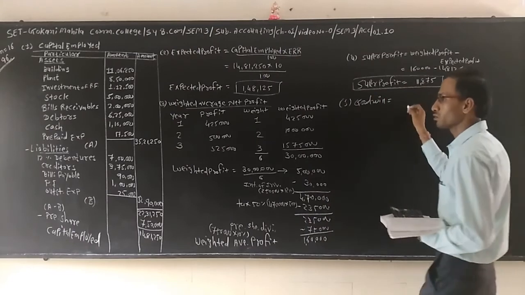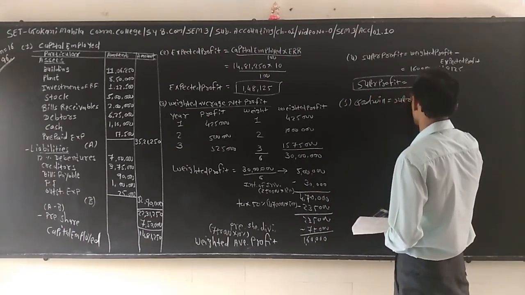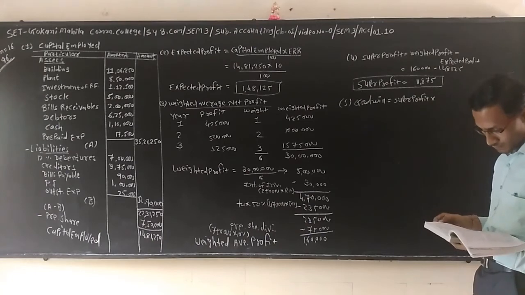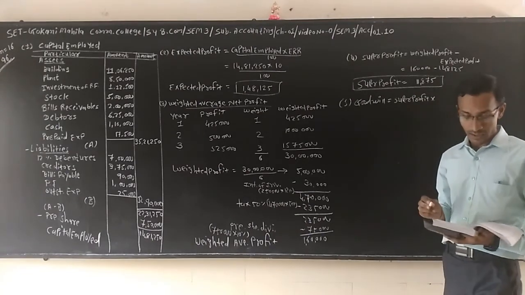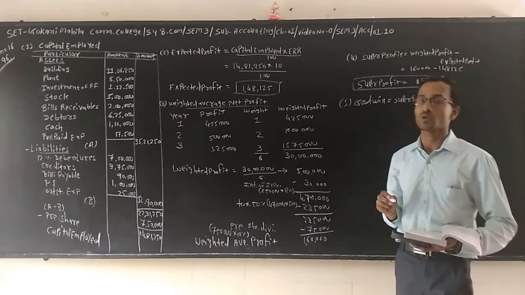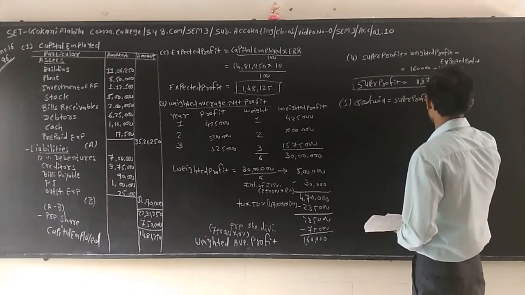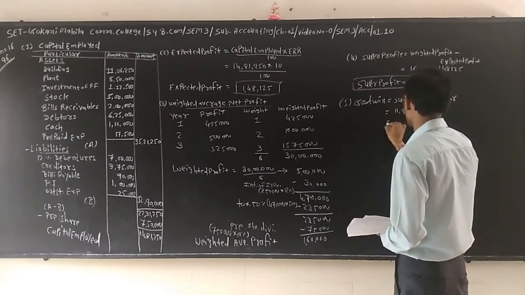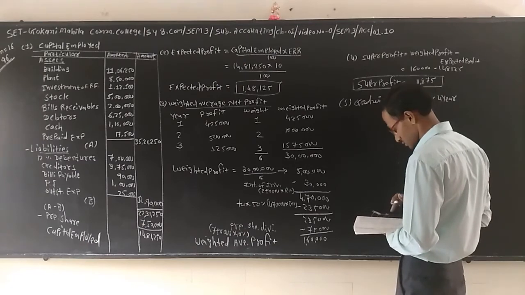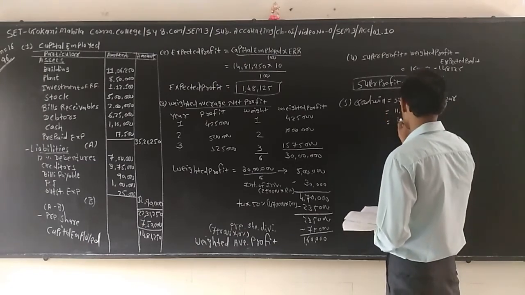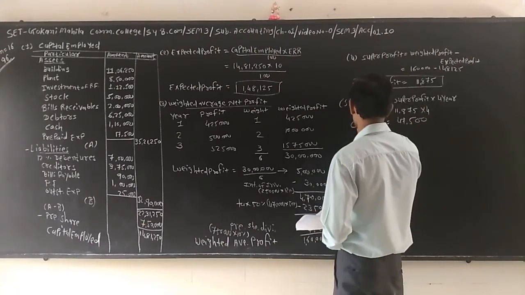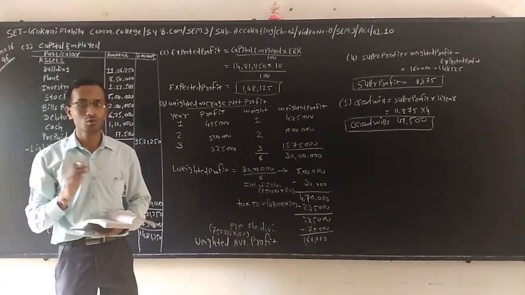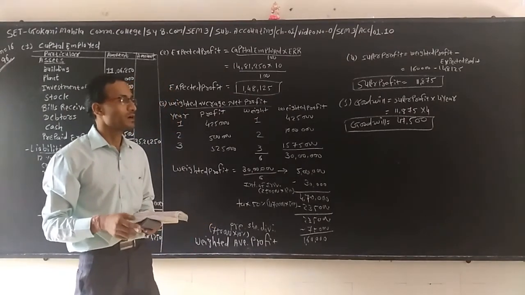And last point, goodwill. Goodwill is super profit multiplied by the number of years. Goodwill of the company is valued at 4-year purchase of super profit. 11,875 multiplied by 4. So goodwill is 47,500. Now explain again.